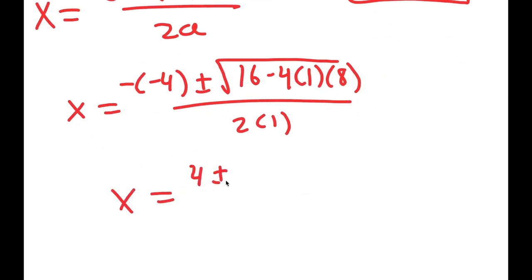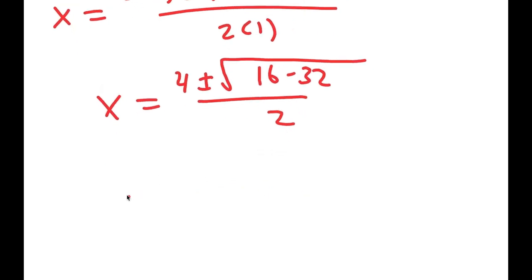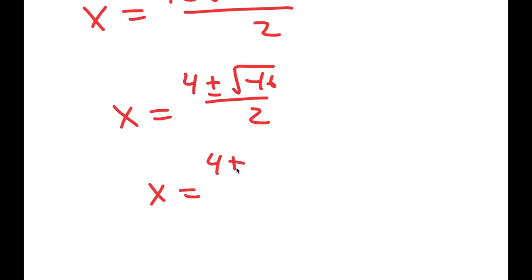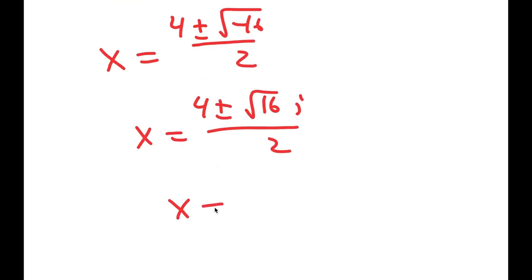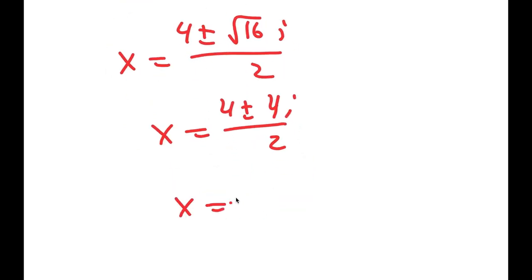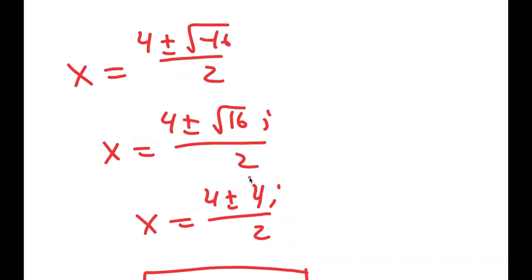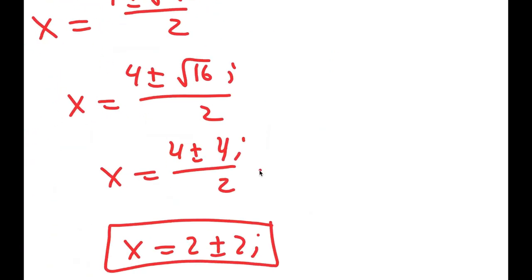This is equal to (4 ± the square root of 16 - 32) over 2, which is equal to (4 ± the square root of -16) over 2, which is equal to (4 ± the square root of 16i) over 2, which is equal to (4 ± 4i) over 2, which is equal to 2 ± 2i. So these are my three solutions.